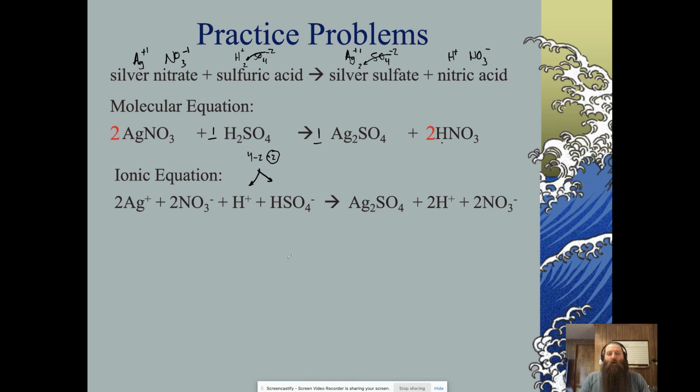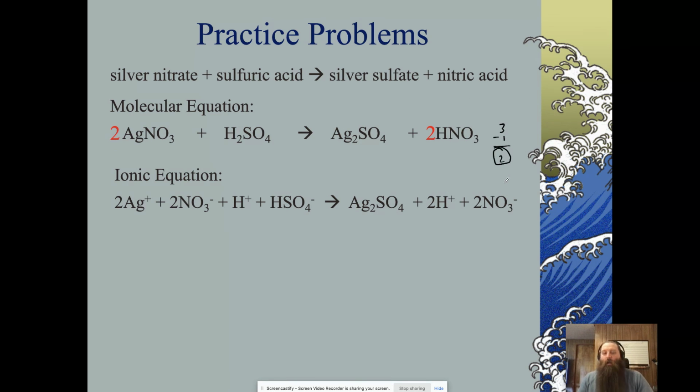So it has dissociated. Silver sulfate is an insoluble compound according to my solubility rules. So I can't break it apart because it's insoluble. And nitric acid is obviously soluble for 2 reasons. Number 1, I know all nitrates are soluble. And if I wanted to look at it from an acid standpoint, I have 3 oxygens minus 1 hydrogen, so that's 2. And any of our oxyacids that are 2 or greater are strong acids, and strong acids totally dissociate.